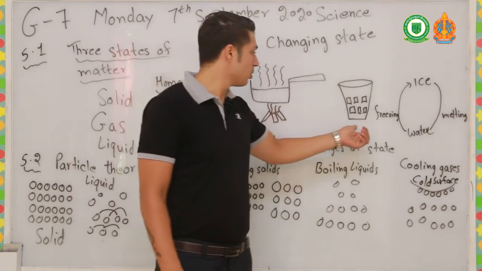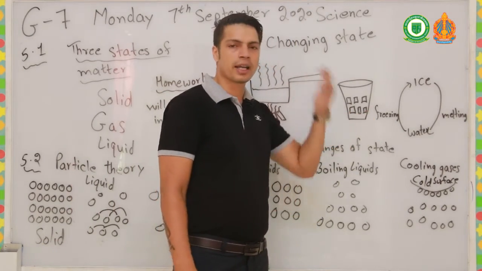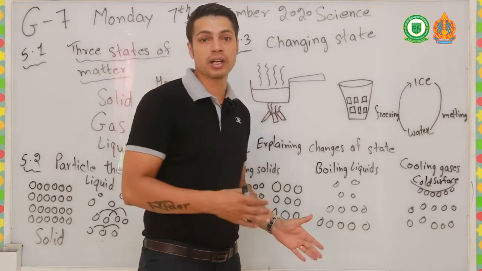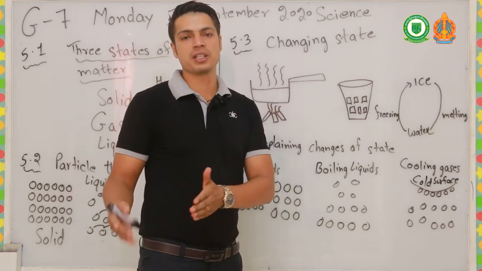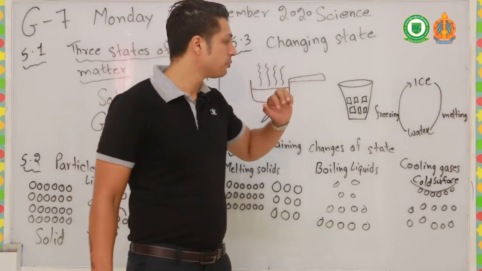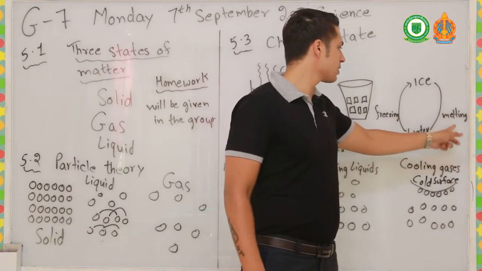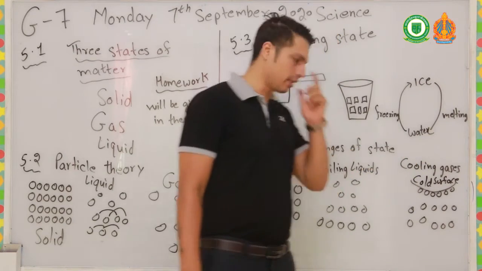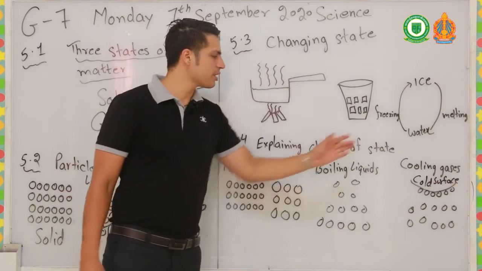Ice is again from liquid to solid. Water is a liquid, and when we freeze it, it becomes solid, which means it becomes ice. So that's how it's called: ice, melting, water, and freezing. Explaining changes of state.